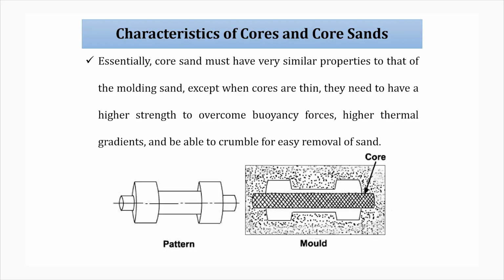Essentially, core sand must have very similar properties to that of the molding sand, except that when the cores are thin, they need to have a high strength to overcome buoyancy force and high thermal gradients, and be able to crumble for easy removal of sands. So, you can see some examples.